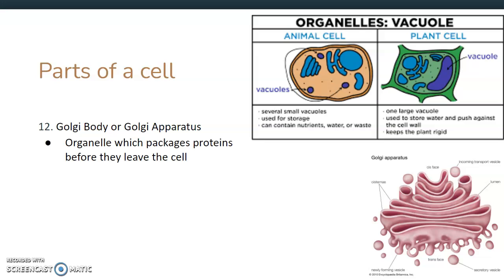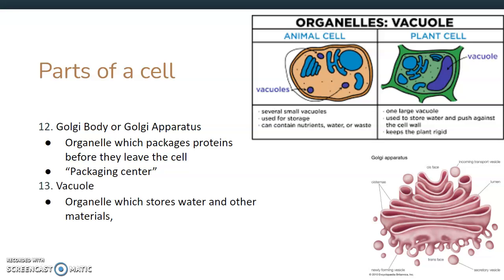Our Golgi apparatus is our organelle which packages proteins before they leave the cell. So if a protein is going to go outside the cell for some reason, it needs a good barrier. So they will get sent to our Golgi apparatus. They'll package it up like the mailman or the packaging center and ship it off.